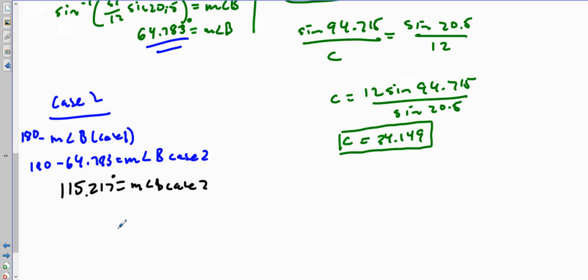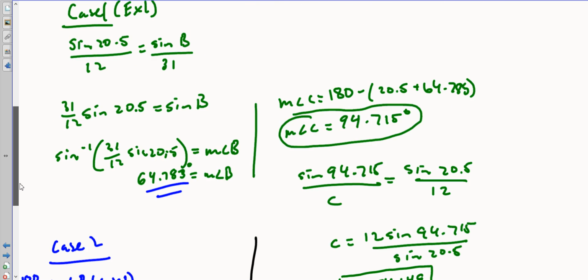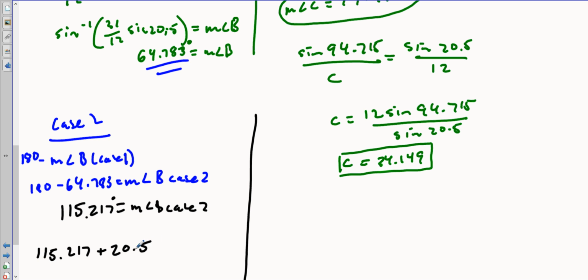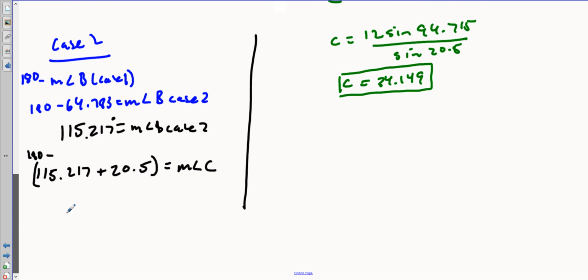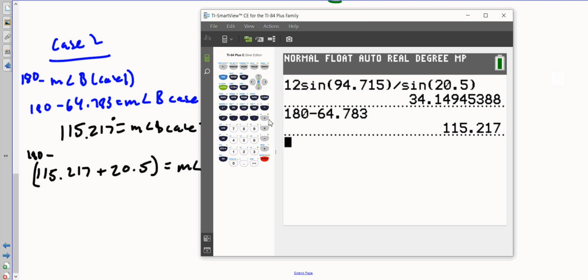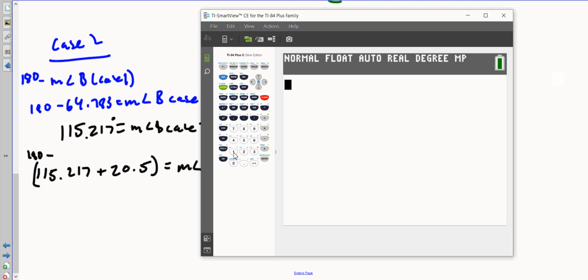To figure out angle C for case 2, we go through the same process. We're going to take 115.217 plus, in this case, 20.5, and we're going to subtract that from 180. So 180 degrees, subtract all that, and that's going to give us the measure of angle C. From there, if you go right here, hopefully this will work out for me.